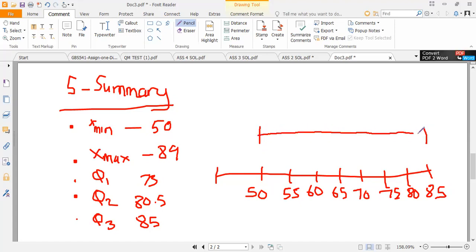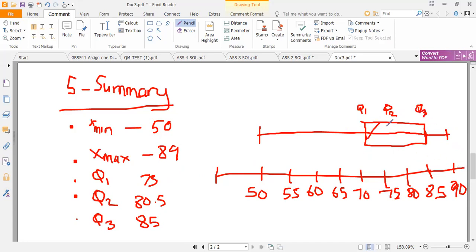So the box starts from the Q1. 73 is somewhere here. Our Q3 is 85. The highest number was 89, which is somewhere here before 90. The box will be here. So this is our Q1, which is 73. Our Q2 is somewhere here, 80.5, and our Q3 is 85 here.